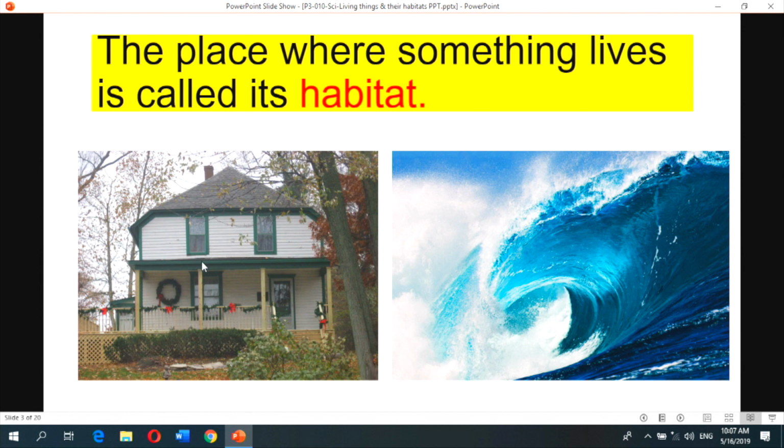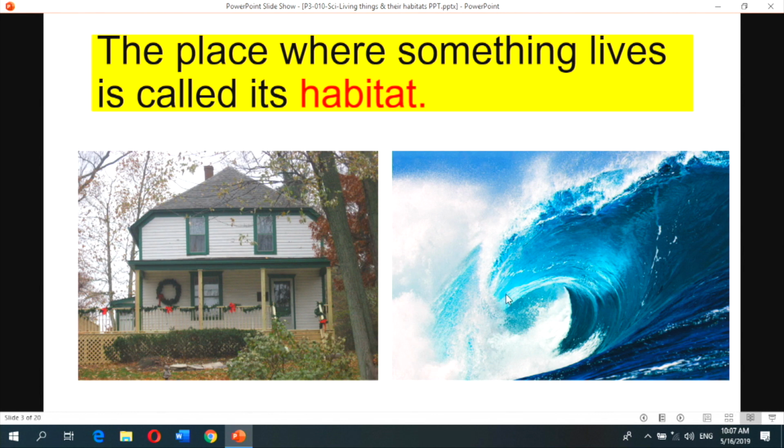In this picture, what can you see? Home or house. Where we live, people. People will live in houses. But how about this picture? Is this a house? No. What's this picture? Water or ocean. Many different living things live in the ocean. Can we remember? Dolphin, shark, butterfly. Butterfly live in the ocean? No. Octopus, another good one. Octopus lives in the ocean. So here we have house, ocean. Two examples of habitats.